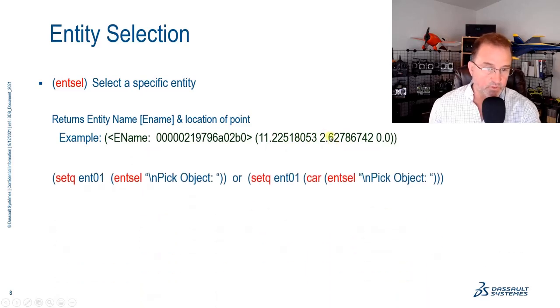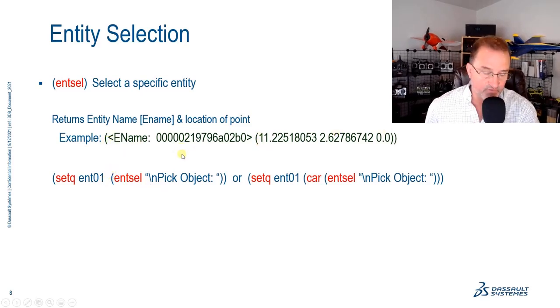So let's say we wanted to create a function that grabs the object. Now with entsel, we can add a string or a prompt to the command as a second item here, so it will prompt on the line to, in this case, pick object. And so if we want to set a variable named ent01 to an object, we can simply say open parentheses setq ent01 to this function called entsel, pick object. Now, if you notice, when I set this, it will set this whole list.